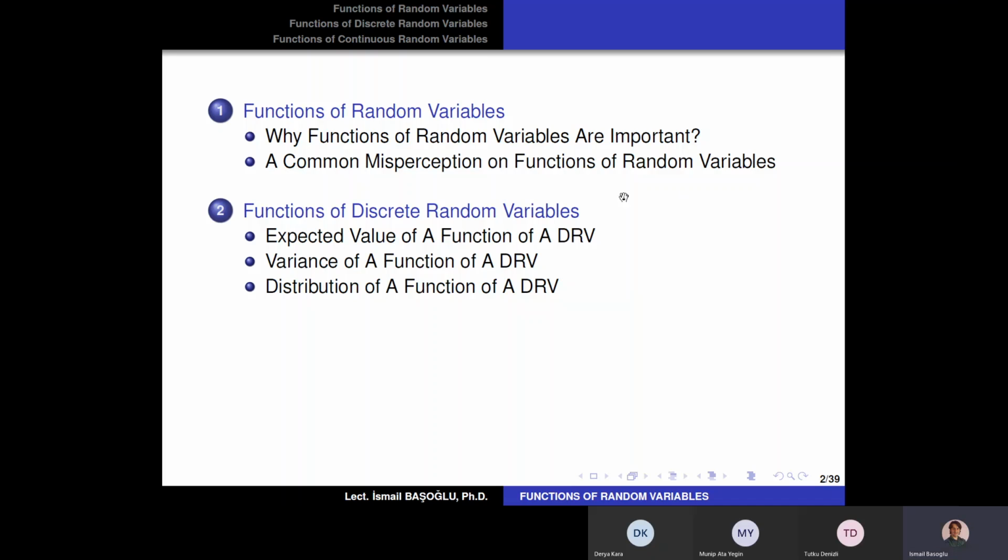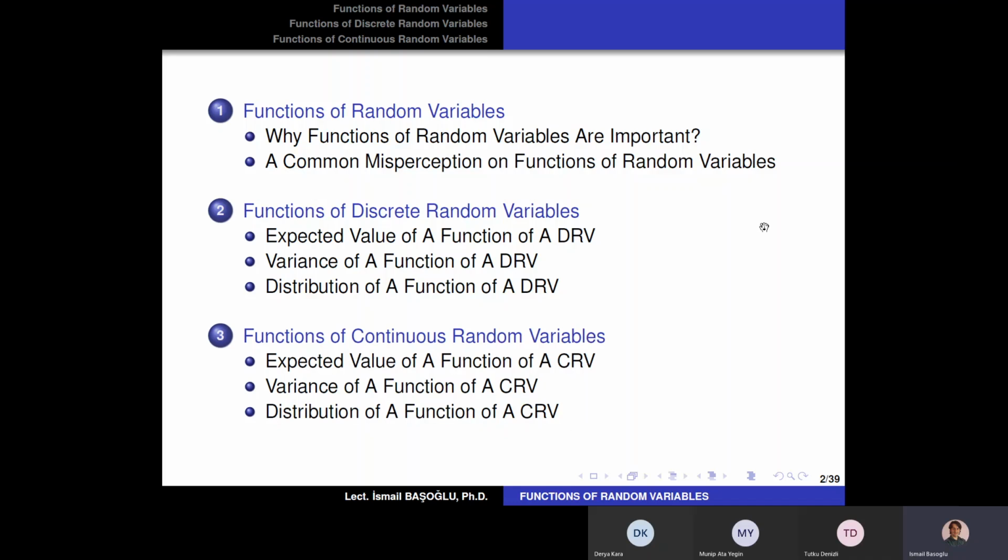Then we are going to talk about the functions of discrete random variables first and the functions of continuous random variables second. So remember, I have told you this: starting from chapter 4, in every chapter, we always start with a discrete random variable, and then we move to continuous random variables. Chapter 4, chapter 5, chapter 6, and chapter 7. In all of them, we first focus on the discrete random variables, then continuous random variables. And in each part, we are going to see how the expected value and the variance of a function of a random variable is calculated for discrete ones and then continuous ones.